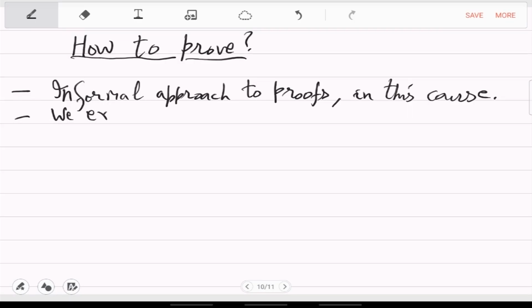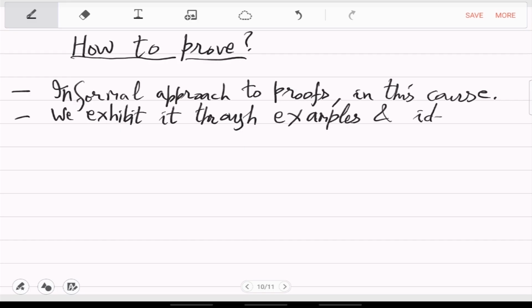So you have to give the details, but it also has to be readable, and the only way to do that is to state your basic idea in the beginning, and then go to some level of detail, and hopefully you will get full marks for that. So we will exhibit it through examples and ideas.